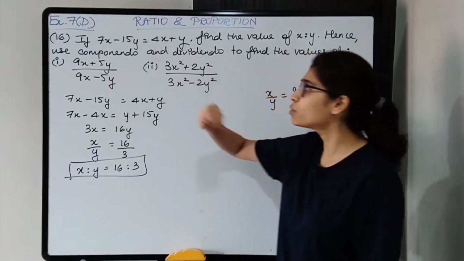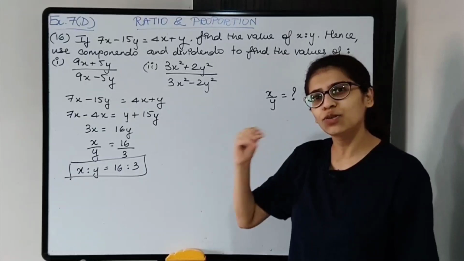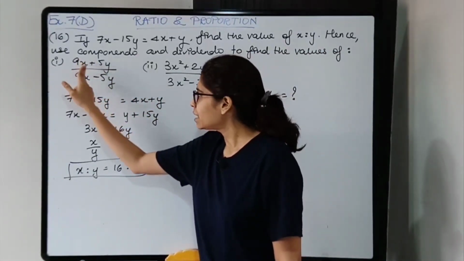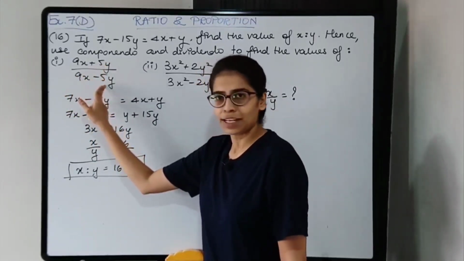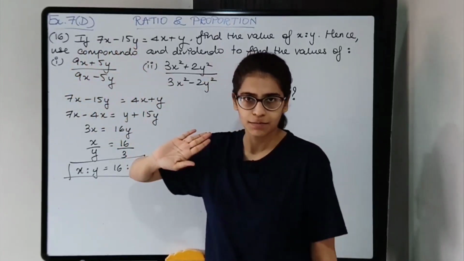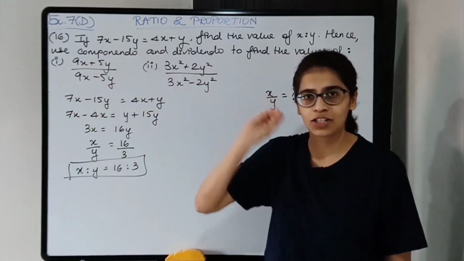You need to use the property componendo dividendo. It is already given in the question. Use componendo dividendo. Check the terms: 9x, 9x, 5y, 5y. So what do I need with x? With x I need 9 and with y I need 5.